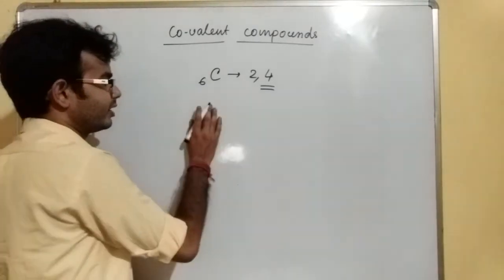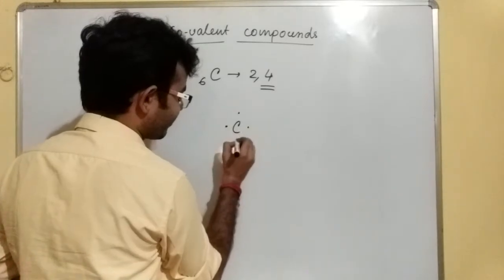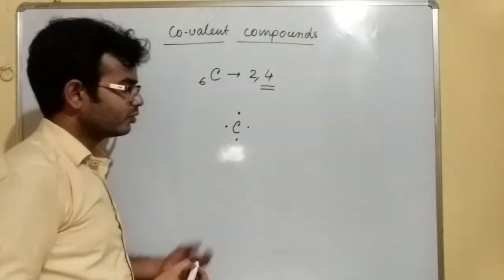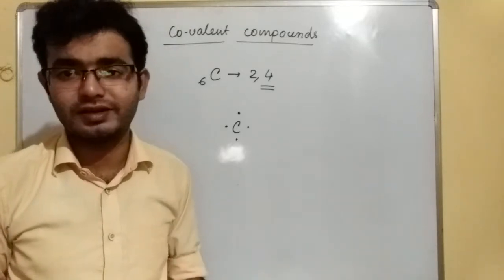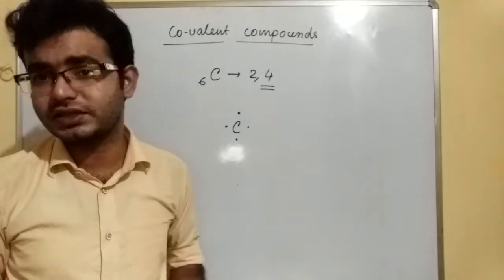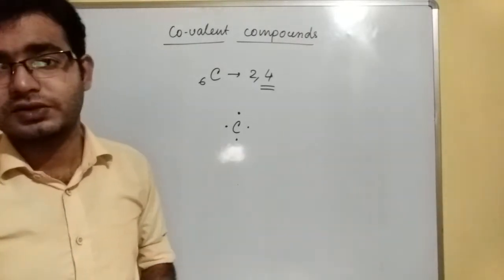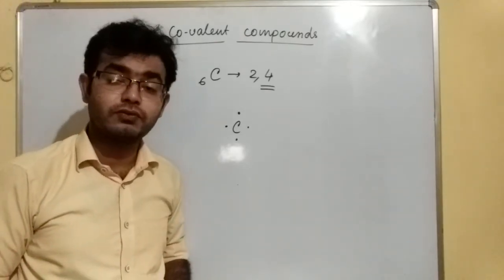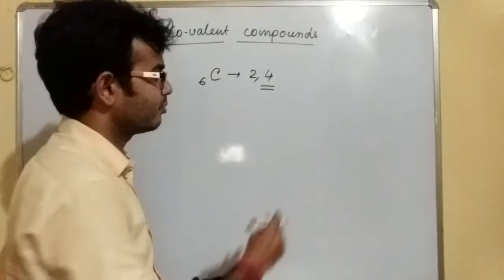Now what will happen? Carbon contains 4 valence electrons here. So if it is combined with a monovalent element, suppose monovalent atom means the atom whose valency is 1, if carbon combines with such an atom whose valency is 1, then it will combine with 4 monovalent atoms. So it has to combine with 4 monovalent atoms.